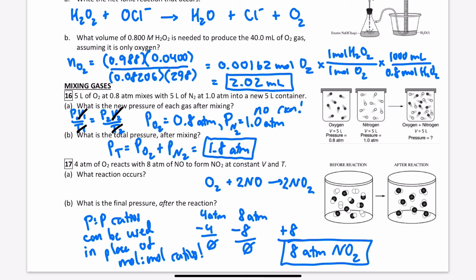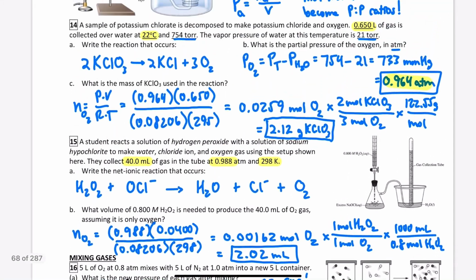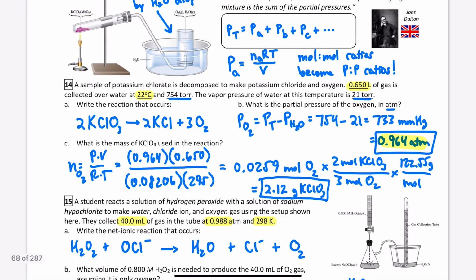Okay, so that's how we handle multiple gases when there's a reaction, when there's no reaction, and how we combine it with stoichiometry problems for generating gases by water displacement and correcting for things like water vapor pressure using Dalton's law of partial pressures. Thanks for watching.